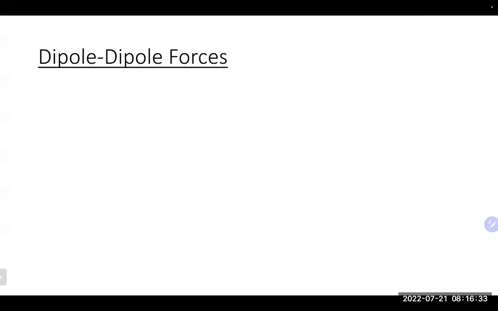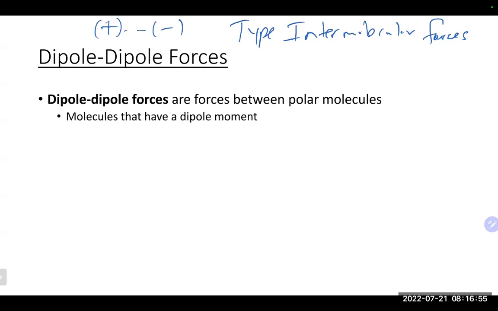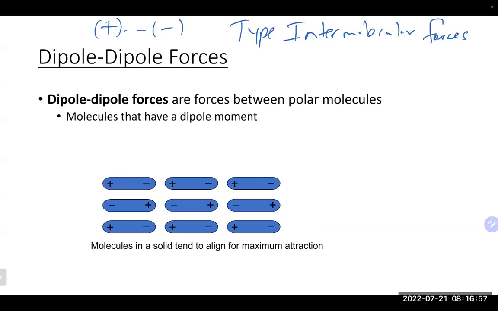Okay, so what we're going to talk about now is some different types of intermolecular forces. As I mentioned a second ago, pretty much all the interactions that we see are positive and negative guys being attracted to each other. So the first type of intermolecular force is what is sometimes referred to as dipole-dipole interaction. Dipole-dipole interaction happens between polar molecules.